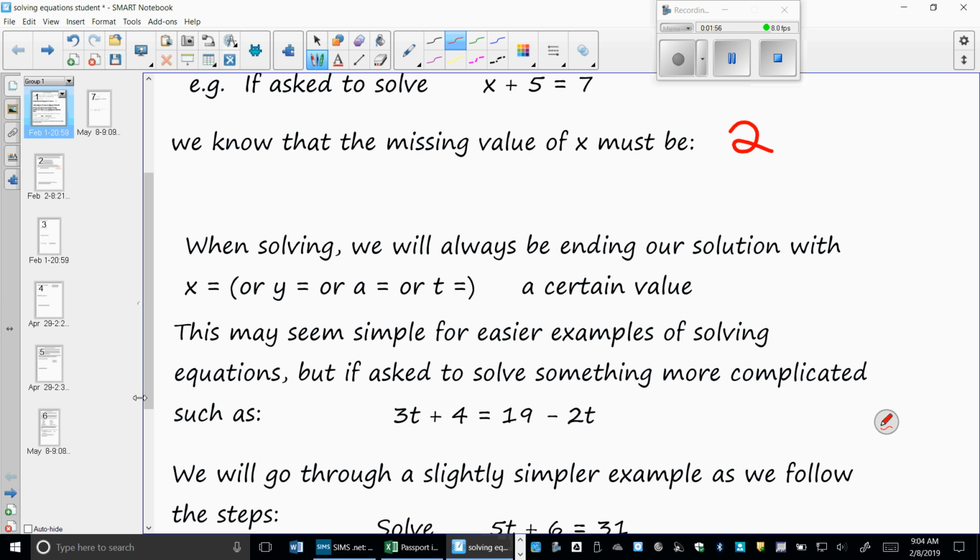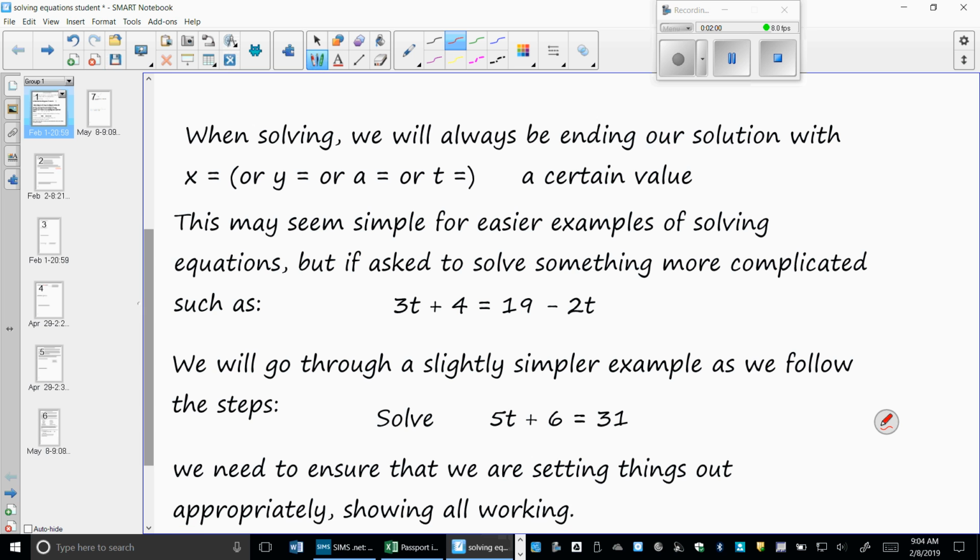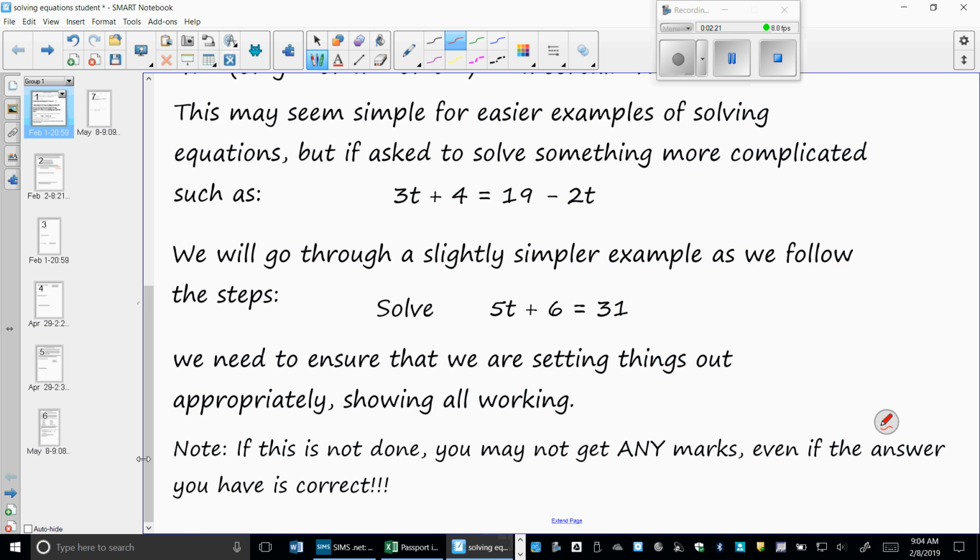This may seem simple for easier examples of solving equations, but if asked to find something complicated like this, we're trying to find the value of t, and look, it's in two different positions. That's more challenging, but we are going to be able to do that. By the end of this little module, we'll be able to do that super easy. Okay. All good. Now, we're going to go through a slightly simpler example as we follow the steps.